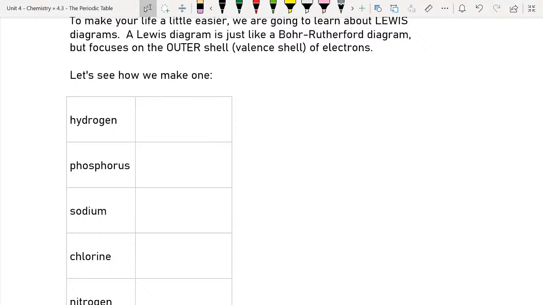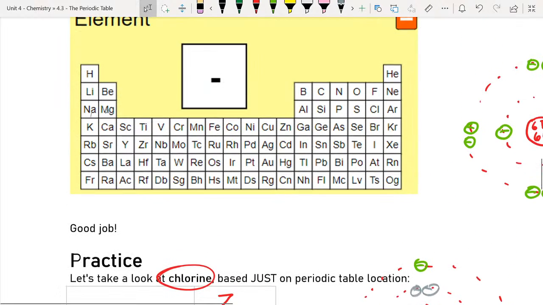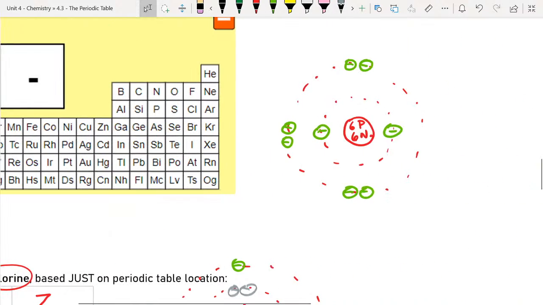So, what if we drew a Bohr-Rutherford diagram, but we took out all of the full shells of electrons, all the unnecessary shells, and we took out the protons and we took out the neutrons. What would be left in our diagram? The electrons. Just the valence shell. Does that make sense? So let's take an example. Give me something in the 2nd row. Actually, can we do carbon? Because we got carbon right here.